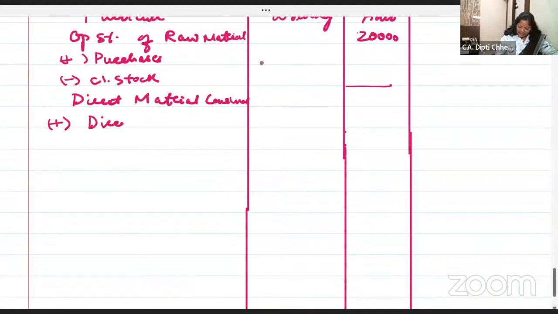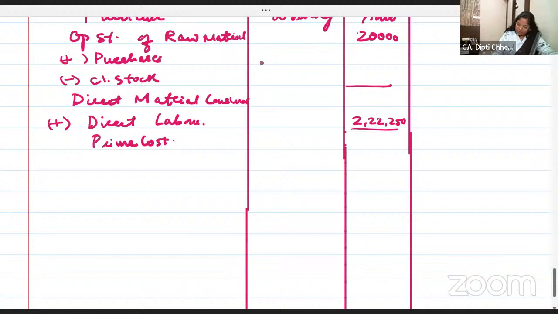Add direct labor. Direct labor, 2,22,250. Direct expenses is missing. We get prime cost. Prime cost is given, beta.